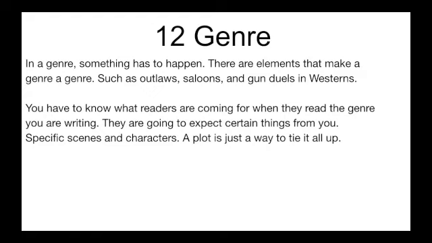Genre. In a genre, something has to happen. There are elements that make a genre, such as outlaws, saloons, and gun duels in westerns. You have to know what readers are coming for when they read the genre you're writing. They're going to expect certain things from you, specific scenes and specific characters. A plot is just a way to tie it all up.